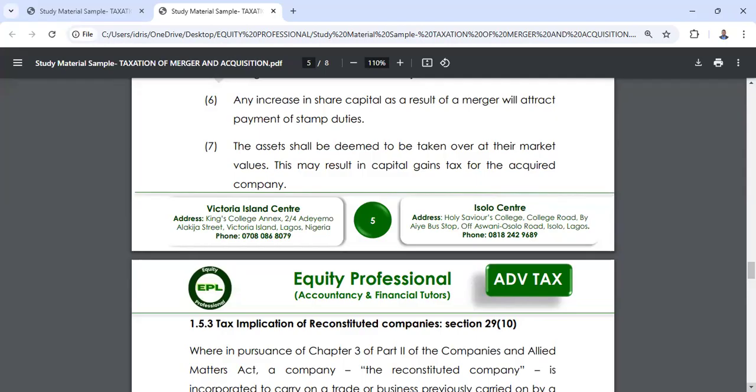Now, let's look at another one. Tax implication of reconstituted companies. What is a reconstituted company?